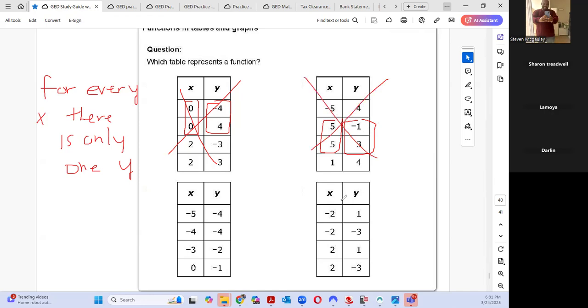How many different? You got two same x's. You got two different y's. That's not a function. The only one, the table here that's a function is that right there.